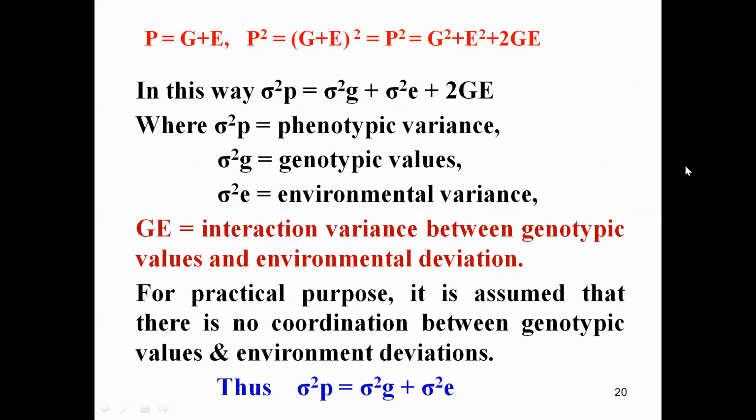In the same way, if we represent P square by sigma square P, that is phenotypic variance, G square as sigma square G, genotypic variance, and E square by sigma square E, these are analogous terms, and 2GE is the interaction variance between genotypic values and environmental deviation. For practical purposes, it is assumed that there is no correlation between genotypic value and environmental deviation. Although there is interaction between genotype and environmental effects, we confine our study up to this.